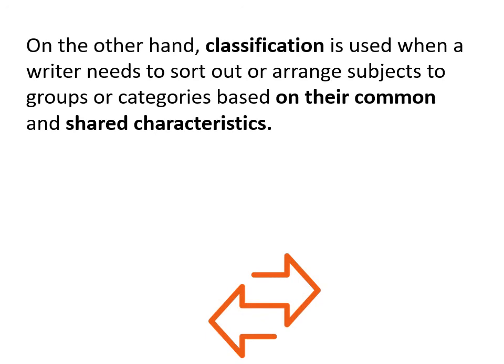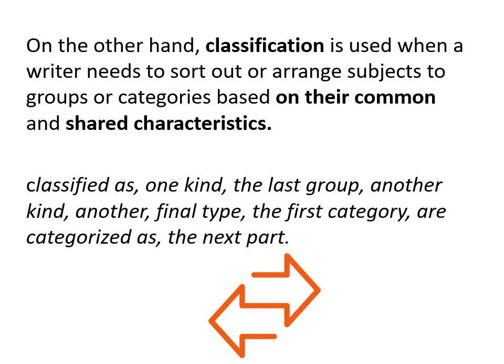On the other hand, classification is used when a writer needs to sort out or arrange subjects into groups or categories based on their common and shared characteristics. Again, in classification, our aim is to sort into groups based on shared characteristics. Transitional words are: classified as, one kind, the last group, another kind, another, final type, the first category, are categorized as, the next part.